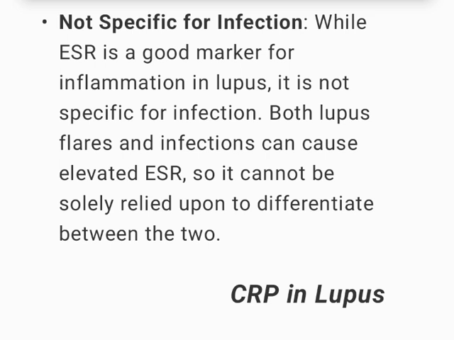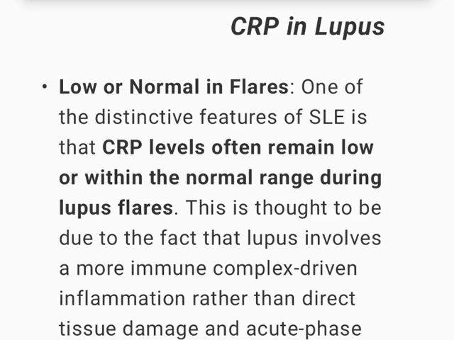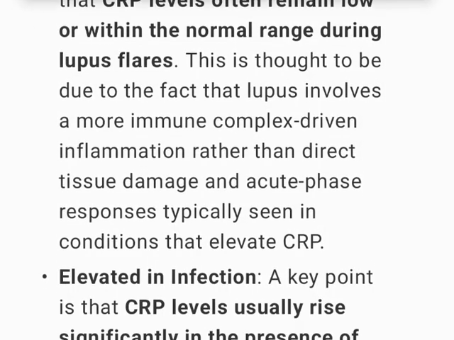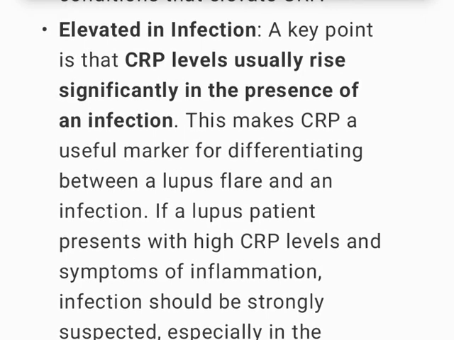Not specific for infection. While ESR is a good marker for inflammation in lupus, it is not specific for infection. Both lupus flares and infections can cause elevated ESR, so it cannot be solely relied upon to differentiate between the two. CRP in lupus, low or normal in flares: one of the distinctive features of SLE is that CRP levels often remain low or within the normal range during lupus flares. This is thought to be due to the fact that lupus involves a more immune complex-driven inflammation rather than direct tissue damage and acute phase responses typically seen in conditions that elevate CRP.